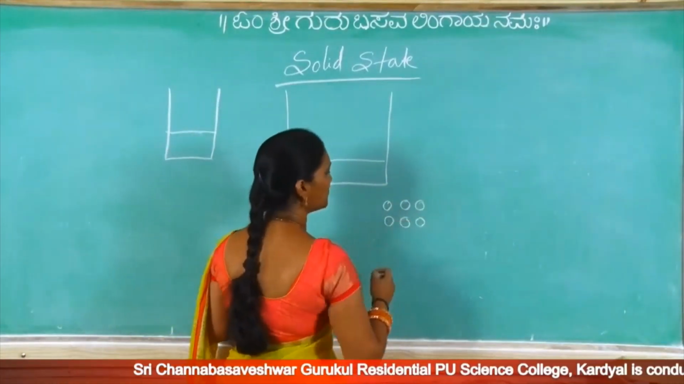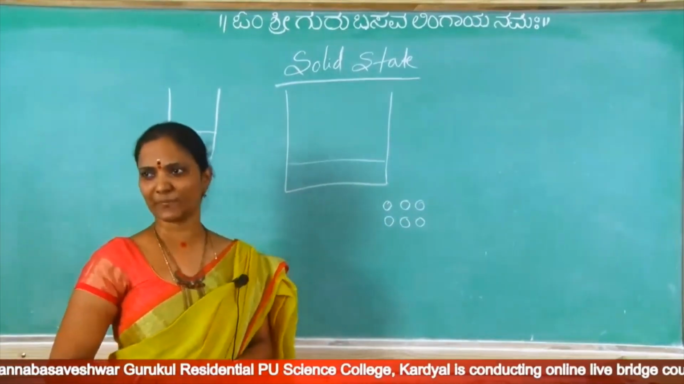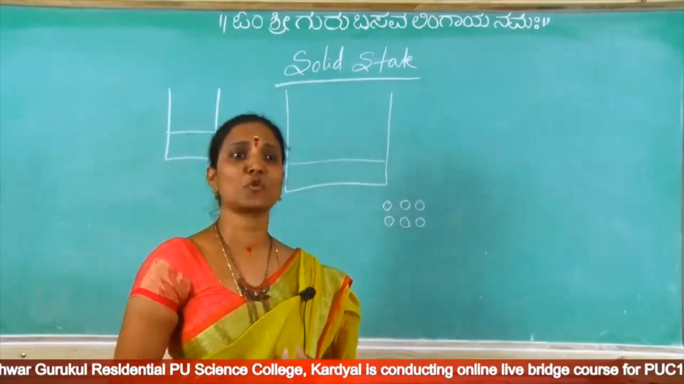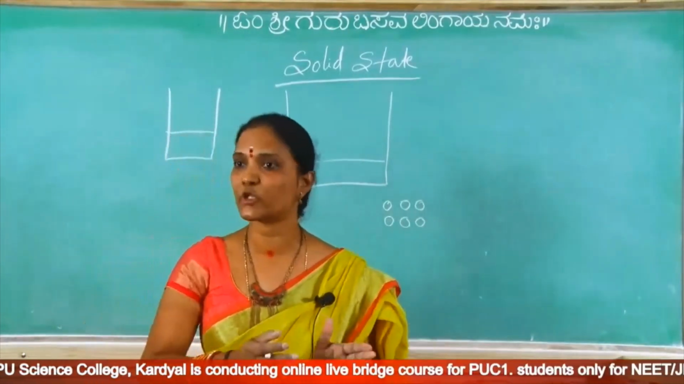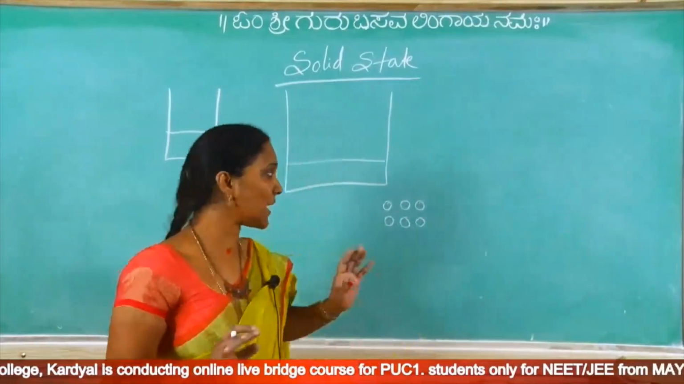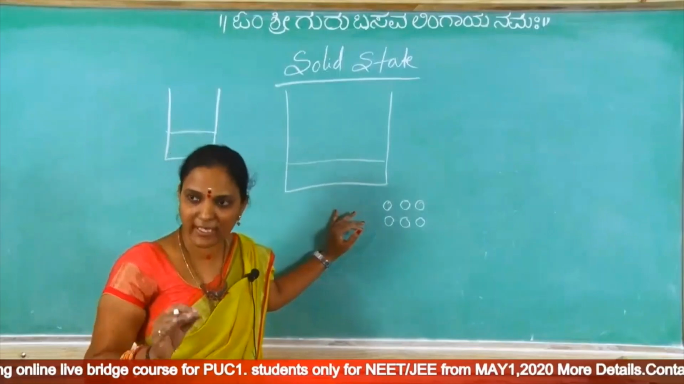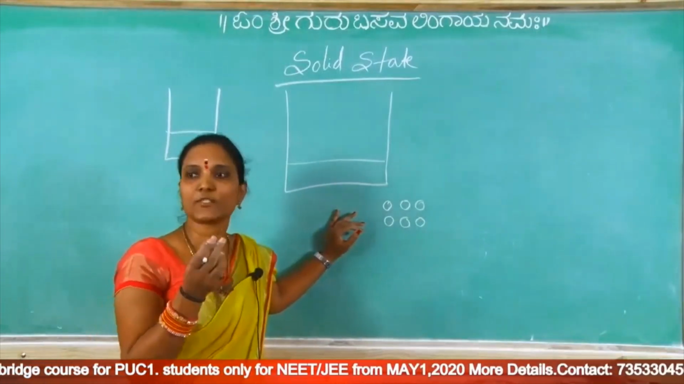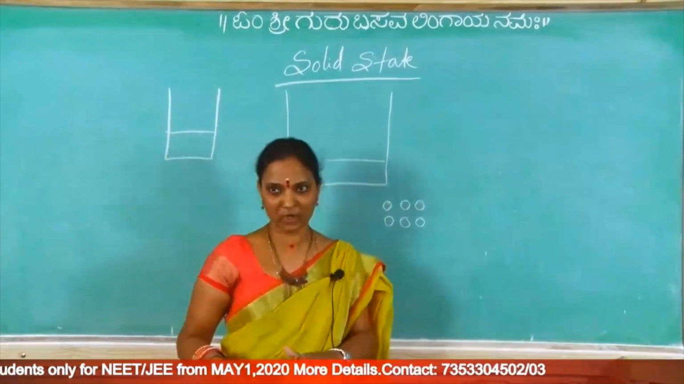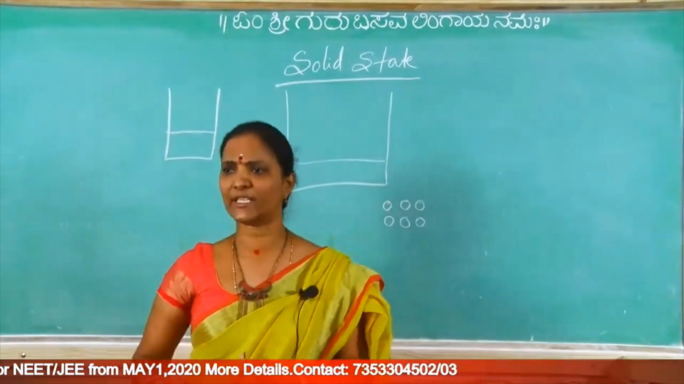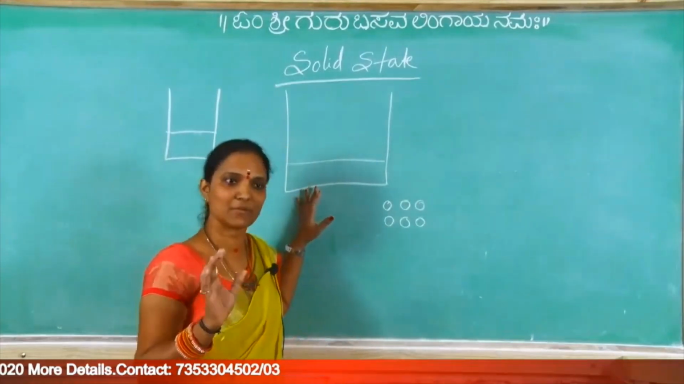What are these particles? Not laddus. If it is sodium, they are sodium atoms. If it is sodium chloride, they are Na plus and Cl minus. If it is ice, they are H2O molecules. These particles are called constituent particles. In this chapter we use the term constituent particles: they are atoms or ions or molecules, whatever is present in that solid. For example, this is a sodium solid.